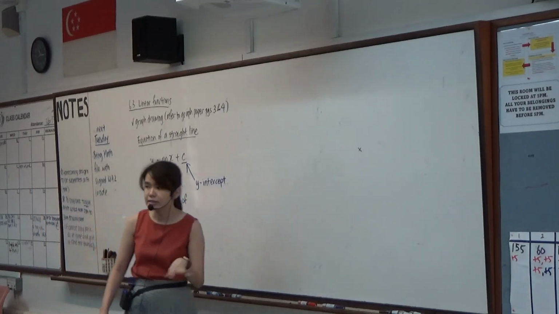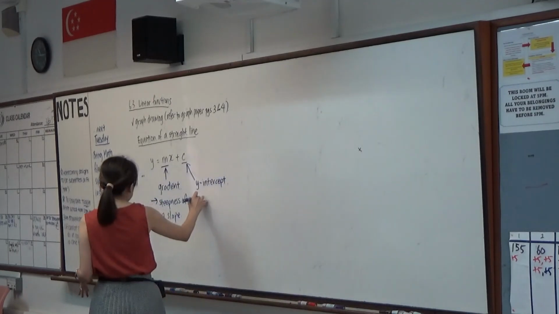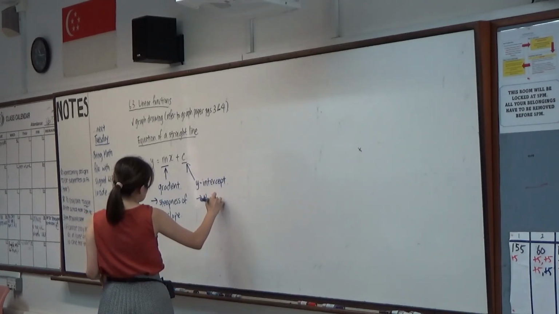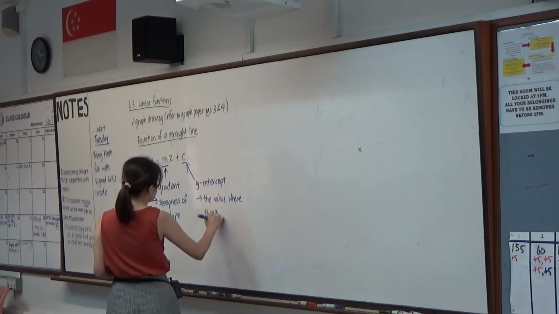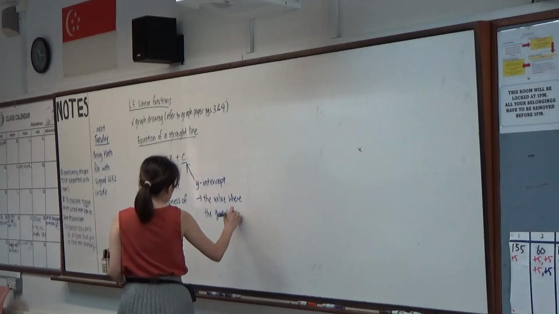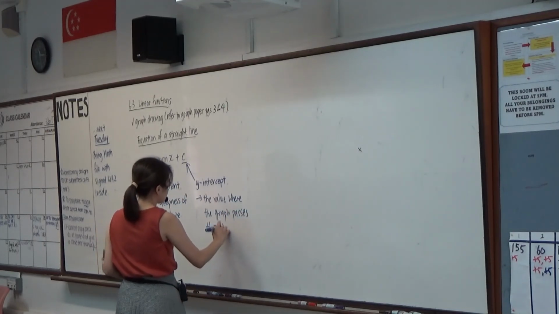What about y-intercept? What does y-intercept actually mean? It means that it is the number or the value, okay, where the graph passes through the y-axis.